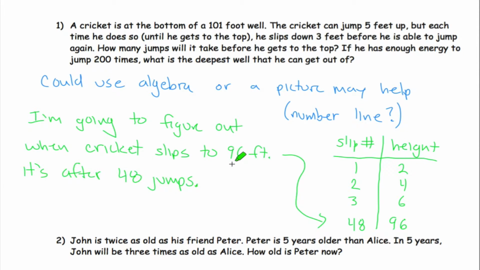The nice thing about being at 96 feet, if you can jump 5 feet at a time, is one more jump will get you up to the top, 101 feet. So after 48 jumps and the subsequent slips, he's up at 96 feet. One more jump gets him out of the top. 48 plus 1 is 49 jumps. And after 49 jumps, this cricket will be up out of the well. That's the answer to the first question.